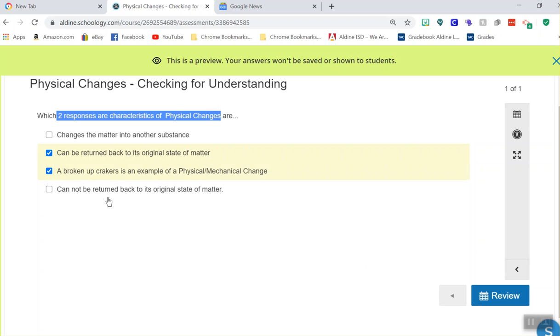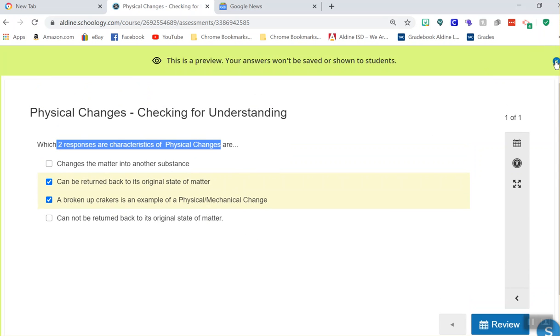It cannot be returned back to its original state of matter. So no, that's not gonna be it. So these are the two responses of physical changes. All right. So I think that's it for that question.